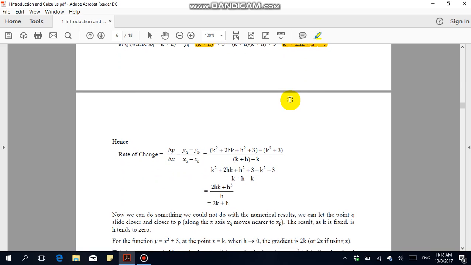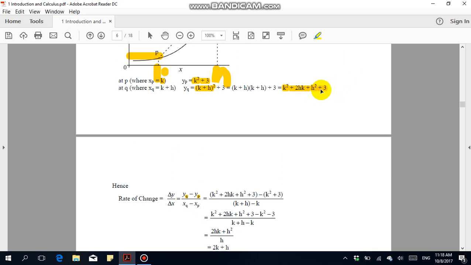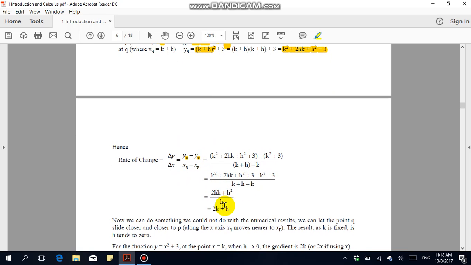Now he's going to find the rate of change once again, which is the change in y over the change in x. The change in y you will take from these two values you just found. And when you solve this algebraic expression, take a pencil and paper and do this yourself, please. You're going to get this, which is 2k plus h.